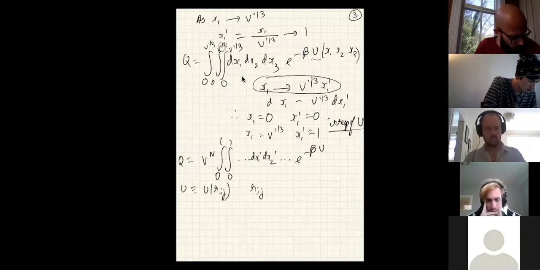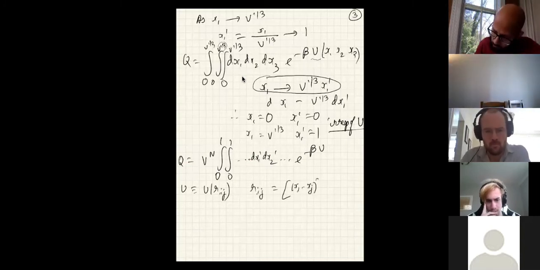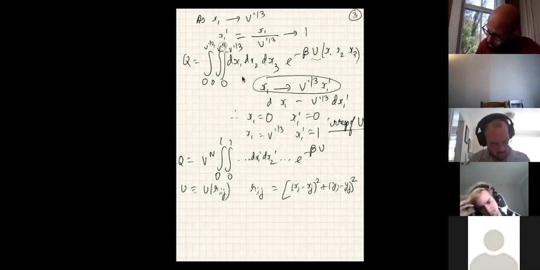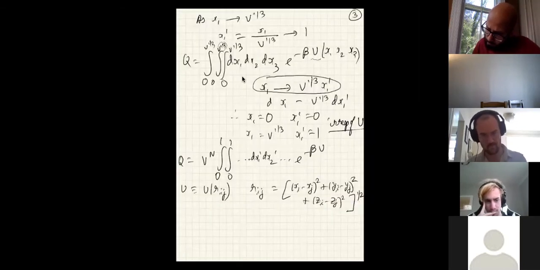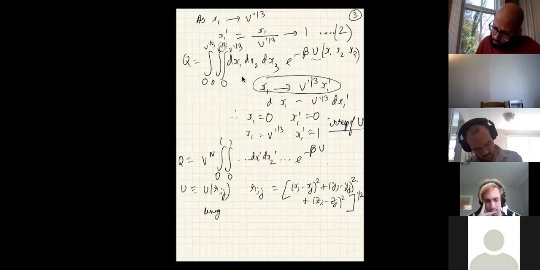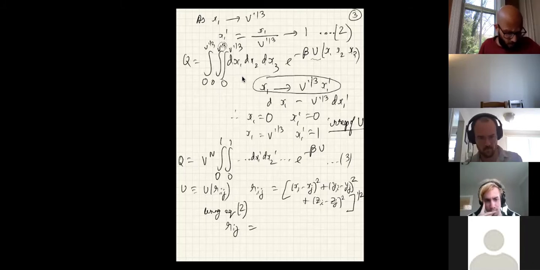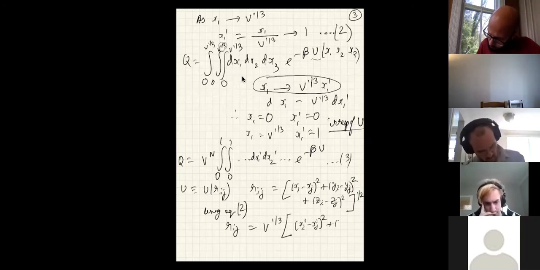So let's look at rij more carefully. rij in the true space was xi minus xj squared plus yi minus yj squared plus zi minus zj squared, to the power 1/2. So that's equation one. Let's call this transformation equation two, and this is equation three. Using equation two, rij can be written by replacing xi with v to the power 1/3 times xi prime. So v to the power 1/3 comes out and you get xi prime minus xj prime whole squared plus yi prime minus yj prime whole squared plus zi prime minus zj prime whole squared, to the power 1/2.